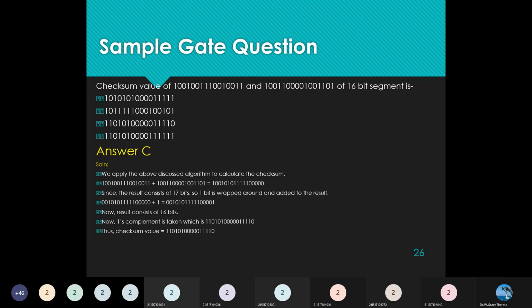I hope from this topic you have gained some knowledge on what framing and error detection are, and you can attend some of the GATE questions from this topic. The GATE questions have been given and explained to you, how to solve them. If you have listened clearly, it will be very easy for you to attend GATE questions from these topics.